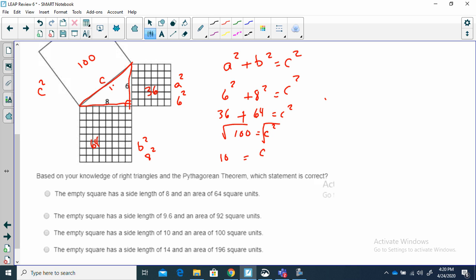This side is 10. The empty square has a side length of 8? Nope, it's 10. The empty square has a side length of 9.6? Nope, it's 10. The empty square has a side length of 10 and an area of 100.